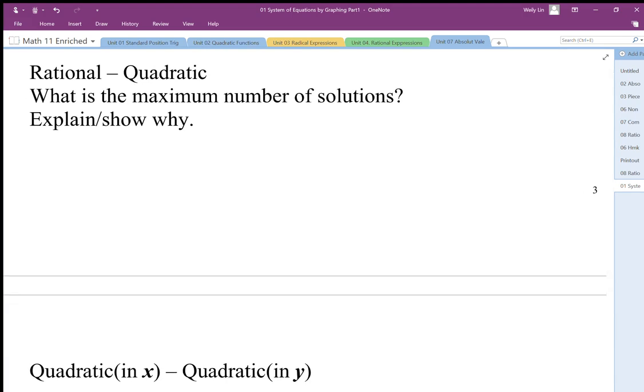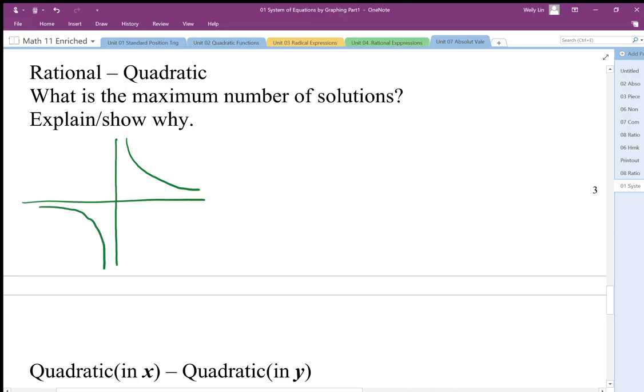To explain a rational quadratic system, we could draw our rational function. So that's our basic rational function, and this is one with just one asymptote. If I were to draw a quadratic to this, we could potentially draw a quadratic with three solutions like this. So in a rational quadratic system, we could have a maximum of three solutions.